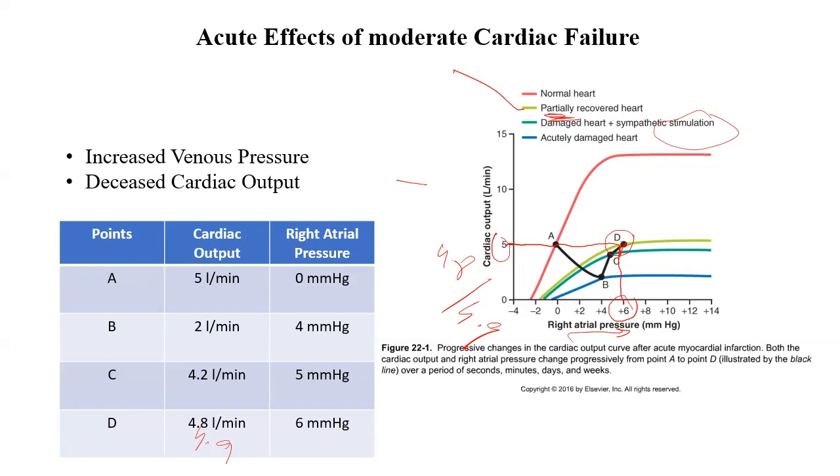And why is the heart not completely recovered? If you want your heart to be completely recovered, you should keep in your mind that the right atrial pressure should not increase, but it is increasing continuously. So because sympathetic stimulation increases the right atrial pressure, right atrial pressure increases simultaneously, but the cardiac output is also reaching to its normal point. So it's a partial recovery of the heart.